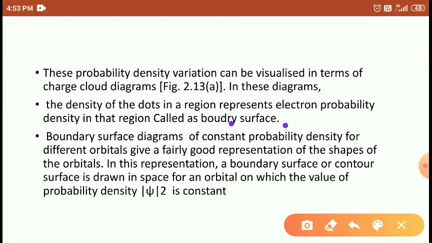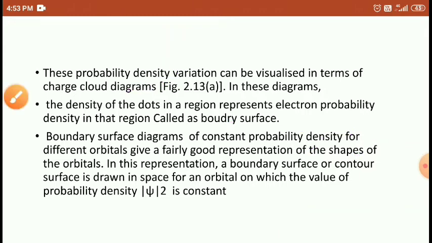Boundary surface. A boundary surface diagram of constant probability density gives a fairly good representation of the shape of an orbital, and the contour surface is drawn in space. The orbital's probability of electron density is constant here. So, students, with the help of the boundary surface we determine the shape of the 1s, 2s and 3s orbitals. Right? The shape of the s orbital is determined with the help of the boundary surface, right, students?